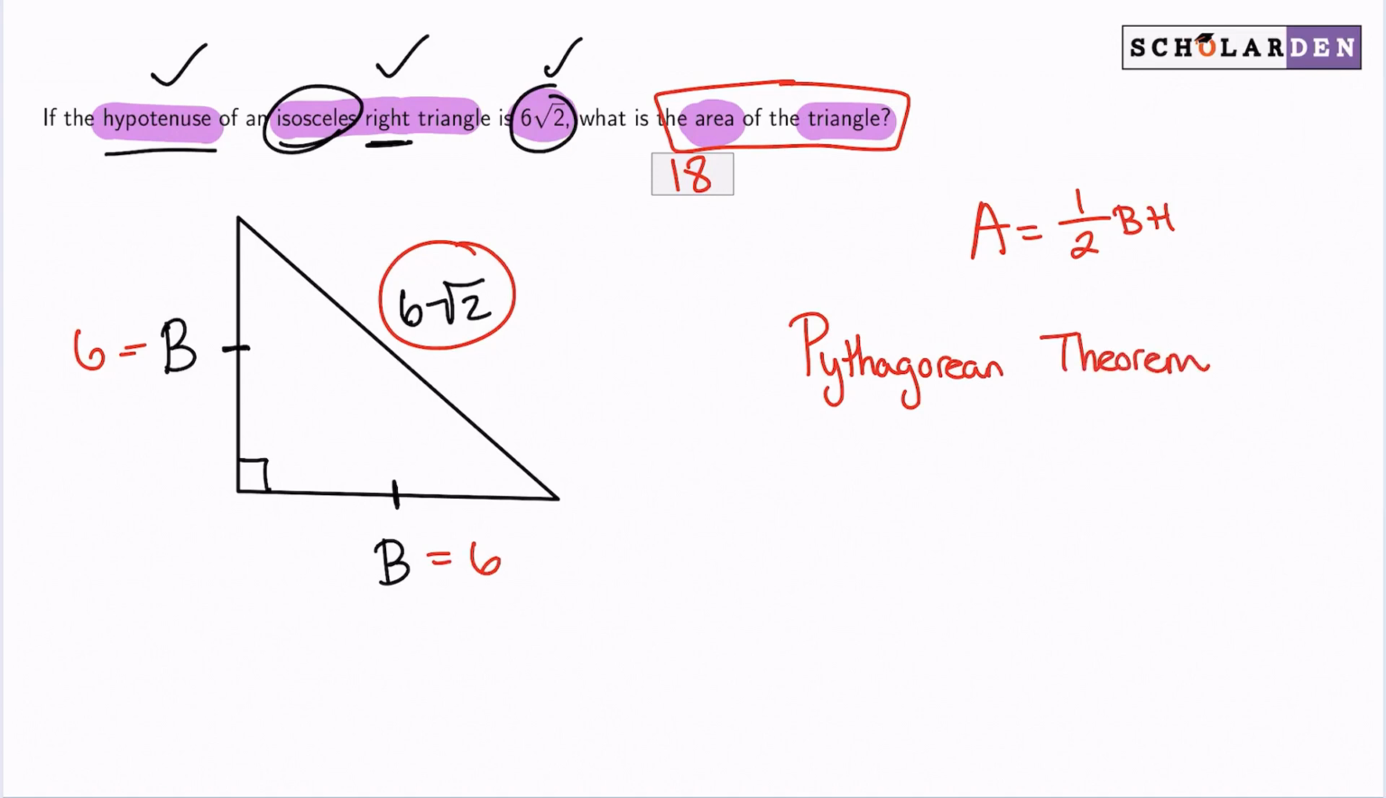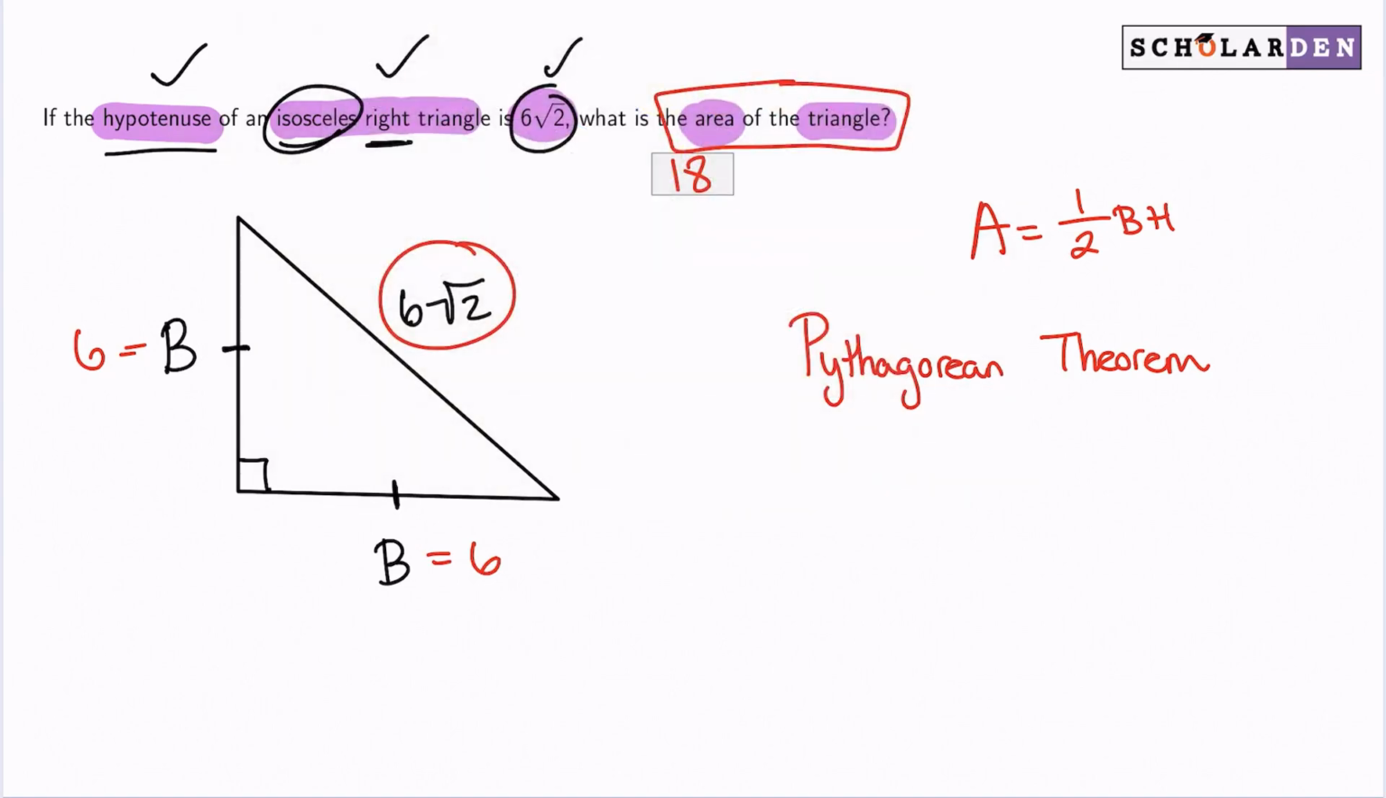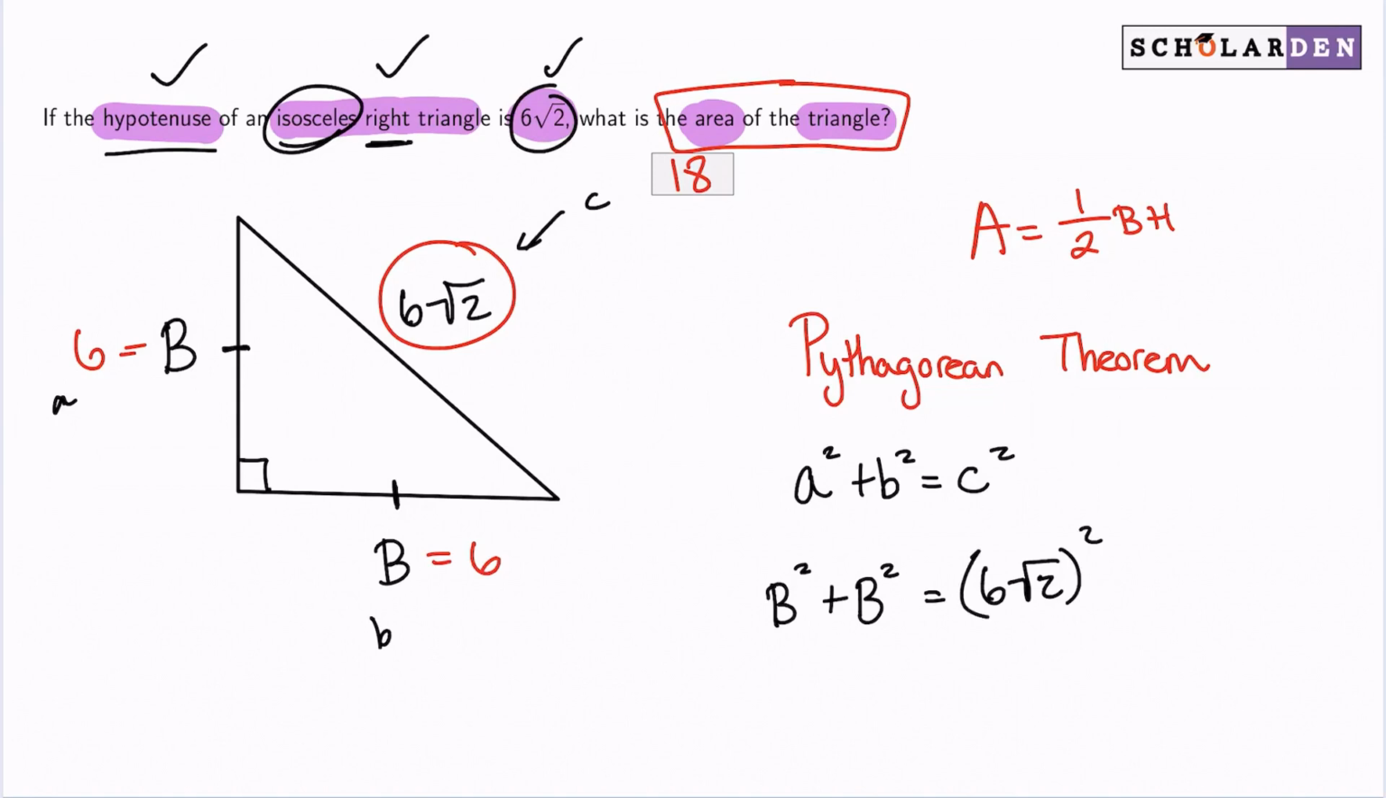You can apply the Pythagorean theorem and you can get this right. So watch this. The Pythagorean theorem states that those two shorter sides squared, so remember, a squared plus b squared equals c squared. C is the hypotenuse. This is a, this is b. So we will have b squared plus b squared equals 6 square root 2 all squared. From here, squaring the right side will give us 36 multiplied by 2. So that will give us 72. On the left side, this will combine to give us 2b squared.